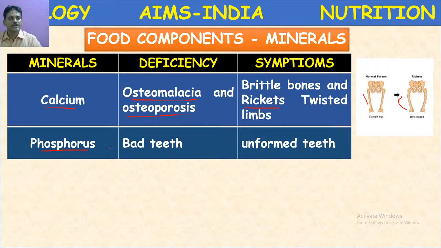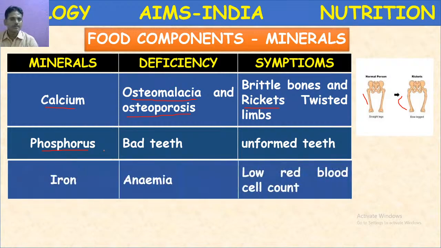Next, phosphorus. Phosphorus is also a very important mineral. It is required for normal, healthy teeth. Due to the deficiency of phosphorus, bad teeth or foul smell from the teeth may occur, or teeth formation may not take place. Calcium and phosphorus are two important constituents of bones and teeth. Our bones and teeth are formed in the presence of calcium and phosphorus. Phosphorus plays a very important role particularly in the formation of jaw bones and teeth. Its deficiency leads to bad teeth or weak teeth, and the symptoms are unformed teeth. The teeth size may not be normal, or sometimes teeth formation may be delayed.